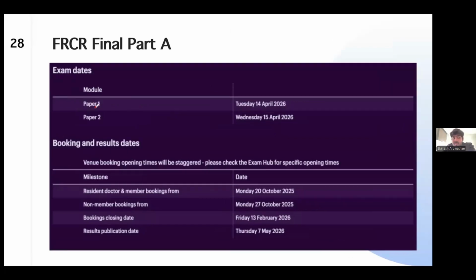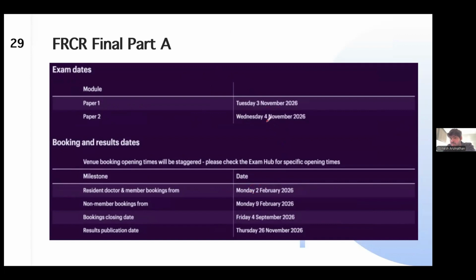If you are planning for your FRCR 2A exam, and you are planning to sit in April, the slots already got over on the 20th of October. If you're planning for some time in the future, the slots for the November exams are opening on the 2nd of February, and this is for members. For non-members, the booking is opening on the 9th of February. But invariably, without having a membership, it's highly unlikely that you get a slot. So it is kind of mandatory that everyone is a member of the Royal College of Radiologists to get a slot.